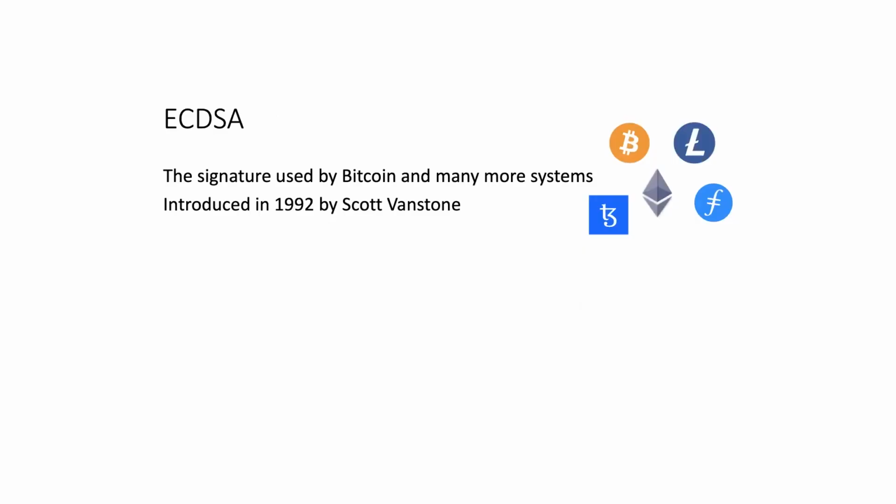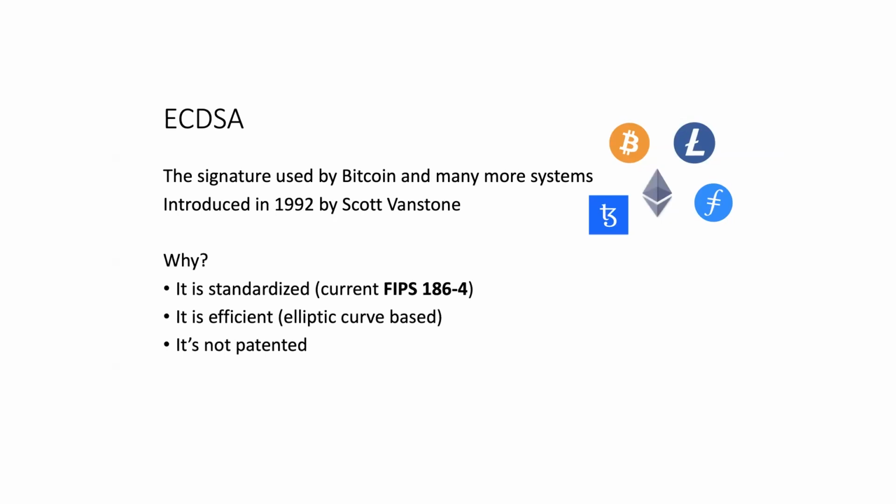So I'm going to start with ECDSA because this is the signature scheme that is used by Bitcoin and many, many more systems. It was introduced back in '92 by Scott Vanstone. And probably some of the reasons for which ECDSA was adopted by Bitcoin from the very beginning is that it is a standardized scheme, it is efficient, it is elliptic curve based, and it's not patented. So it was freely available to use.